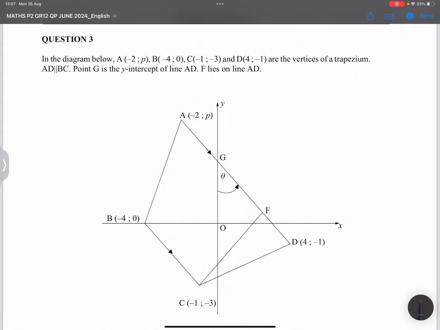Right, so let's look at question number 3. They say to us in the diagram below, we've got A, which is -2 and P, B, -4 and 0, C, -1, -3, and D, 4 and -1, which are the vertices of a trapezium. Remember that a trapezium has got one pair of parallel lines. They say AD is parallel to BC, as given in the diagram. They say point G is the y-intercept of the line AD. I think that is very clear there. And they say F lies on the line AD. So let's get right into it.